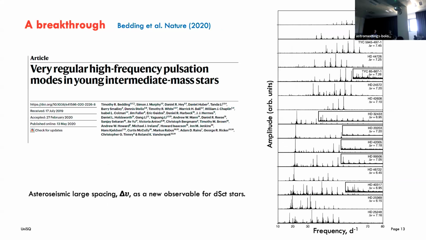This was a paper that was led by Tim Bedding that was published in Nature, where we found very regular high-frequency pulsation patterns in these young intermediate mass delta Scuti stars. And so here on the right-hand side are a bunch of Fourier transforms of TESS light curves, where we see regular cone-like patterns of pulsation modes. Now, we still don't have those really nice Gaussian envelopes that we have for solar-like oscillators, but what we do have are regular spacings that allow us to identify pulsation modes. So it basically reintroduced the asteroseismic large spacing, delta nu, as a new observable for delta Scuti stars.